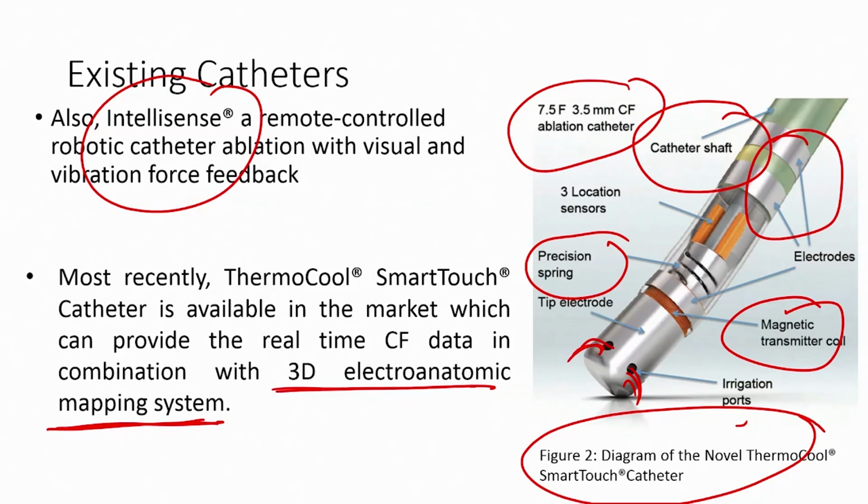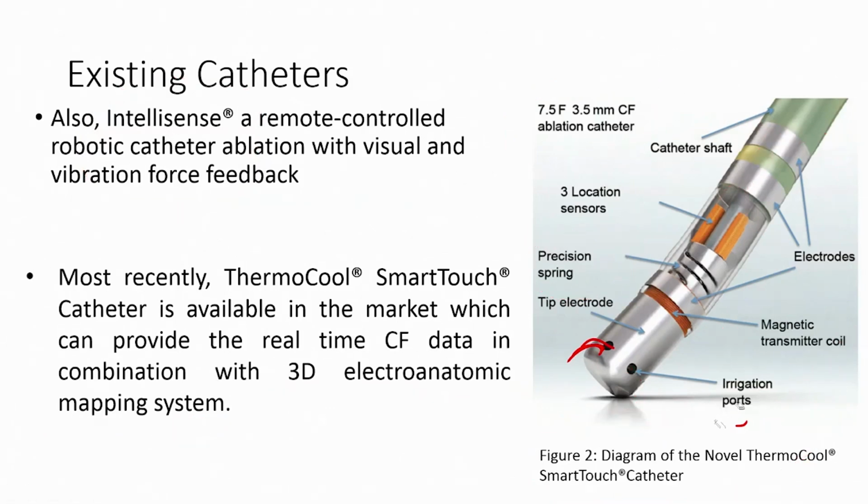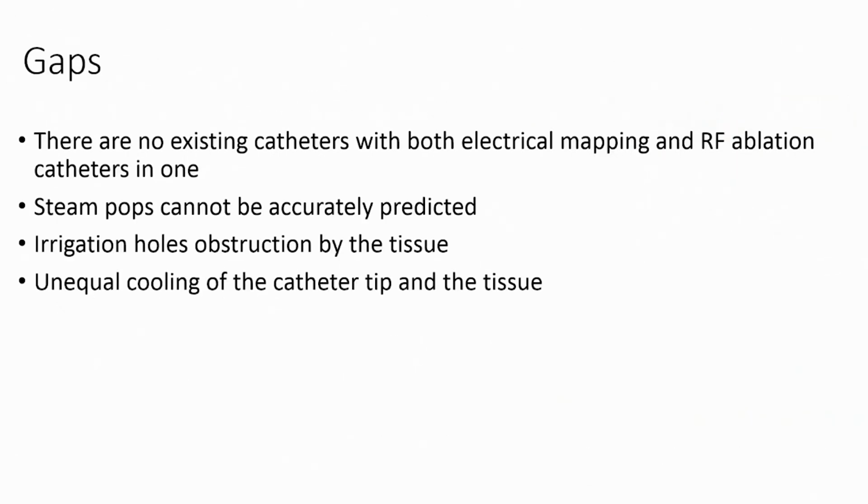Right. So, this is what we have talked about, the existing catheters and atrial fibrillation. So, what are the gaps? Very important. What are the gaps in the current technology and how can we fill those gaps? One thing is there is no existing catheter with both electrical mapping and RF ablation in one. However, we have just seen that recently electrical mapping and RF ablation can be done using a single catheter. So, now this is not anymore a gap.